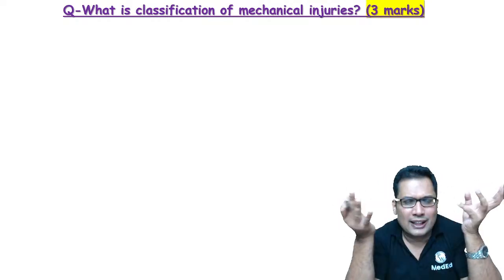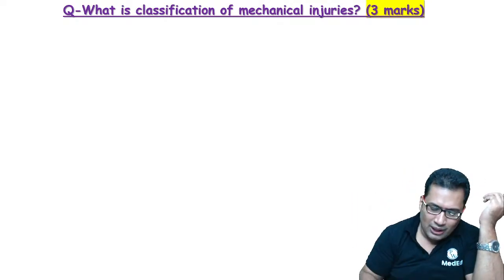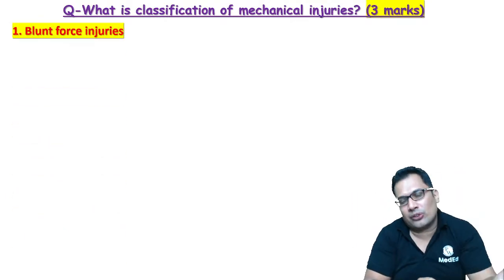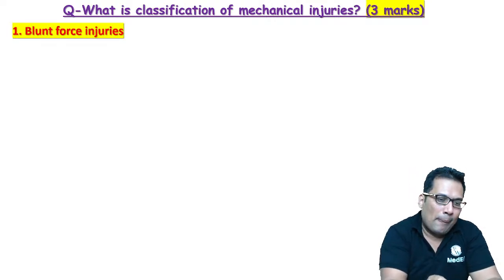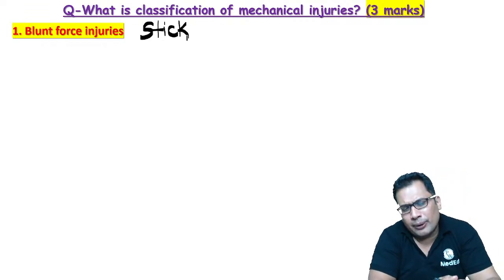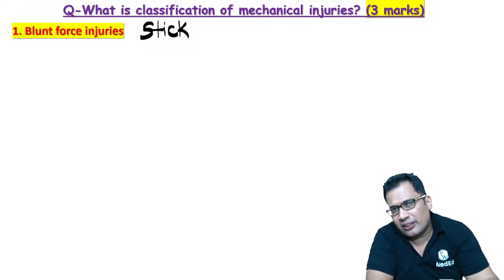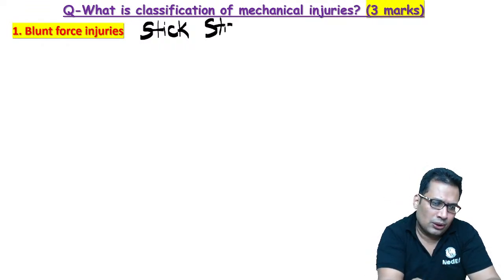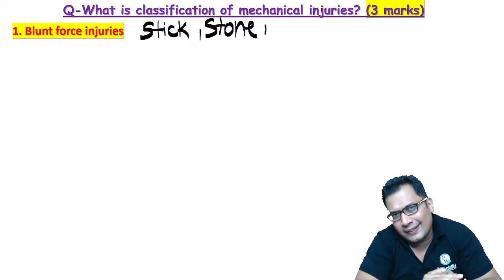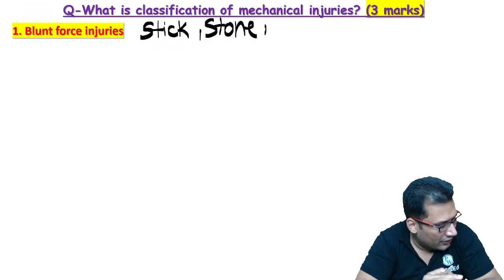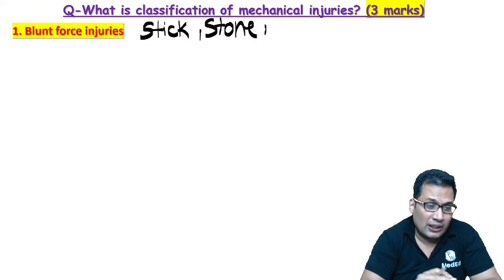There are many examples of mechanical injuries. Some are caused by blunt force. For example, a stick is a blunt force weapon, any weapon having a blunt area: stick, stone. All this causes blunt force injuries. What are blunt force injuries? Deepika Das and Jojo, what are blunt force injuries? There are 3. What are they?